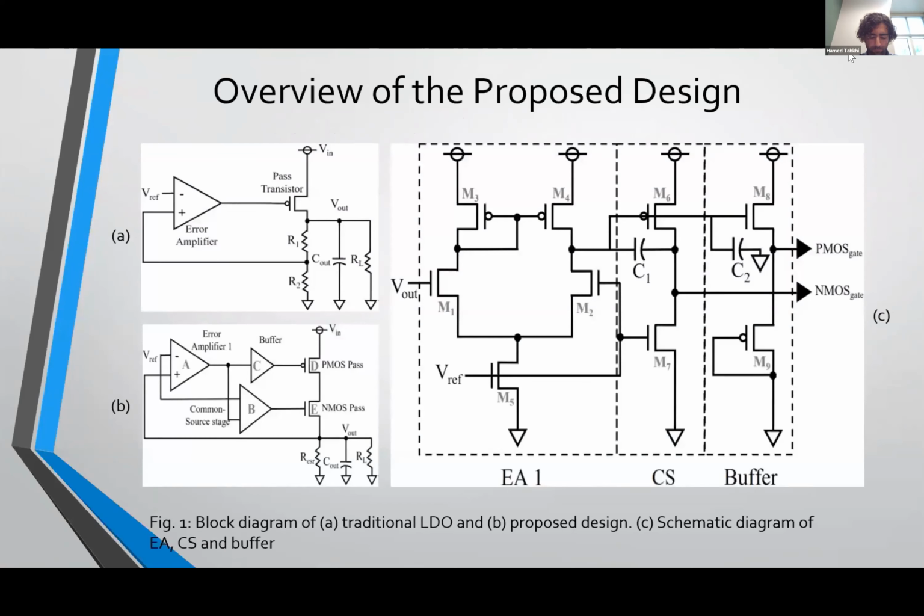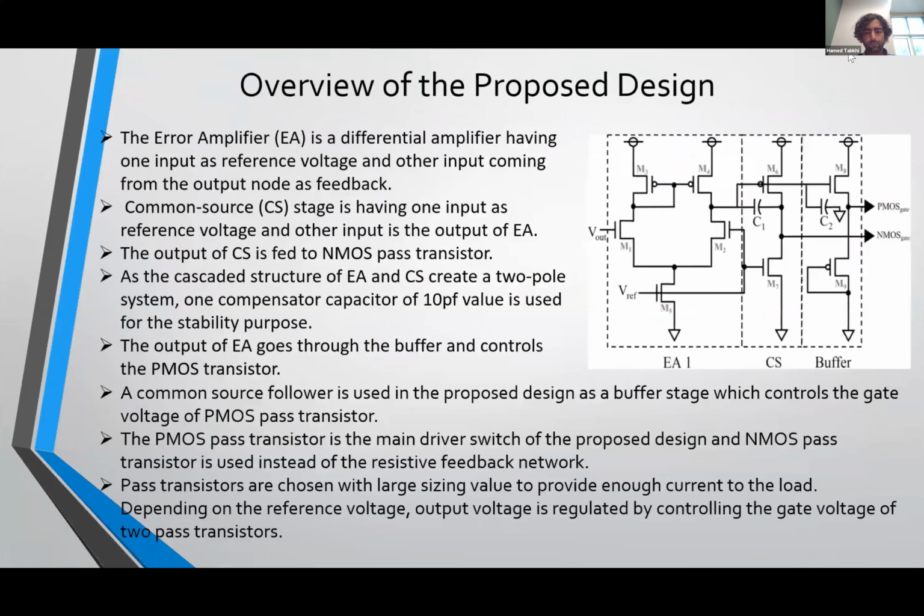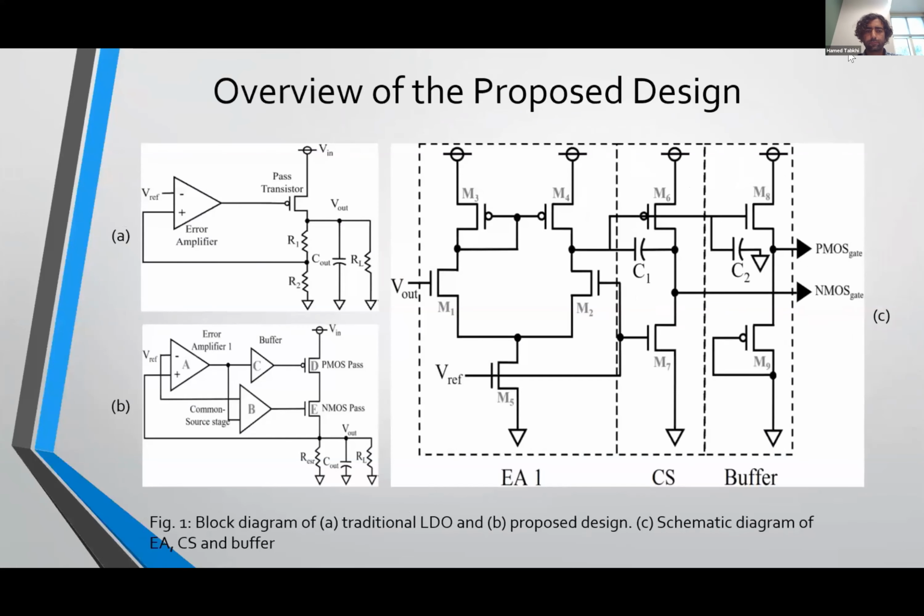So this is the overview of our design. If you see the A, block diagram of A, that's the traditional LDO. And B, that is our proposed LDO. We replace the resistive feedback network with the NMOS pass transistor. And there is an additional loop you can see. And the third figure is the schematic diagram of error amplifier, the common source stage, and the buffer. So basically, if you look at the figure B, there are like 4 or 5 components here. One is the error amplifier. Second is the common source stage, and the buffer. And we have 2 pass transistors instead of 1, which is different from the traditional design.